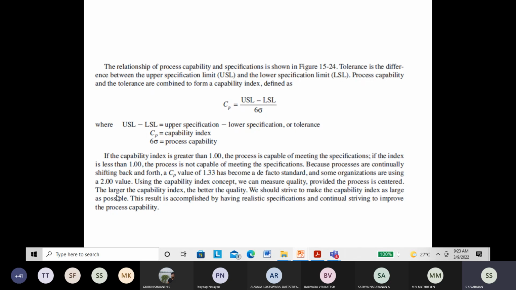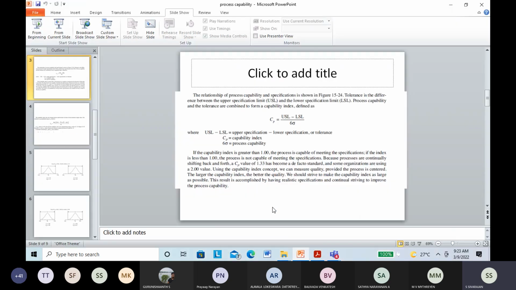For the capability index value, if it is more than 1.52, that is fine. So we should strive to make the capability index as high as possible, as large as possible. So this is still talking about that. Now I'll show how to calculate that sigma.